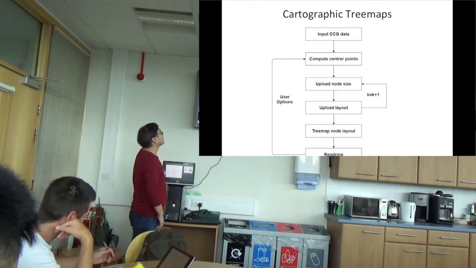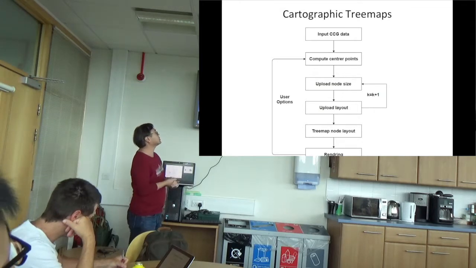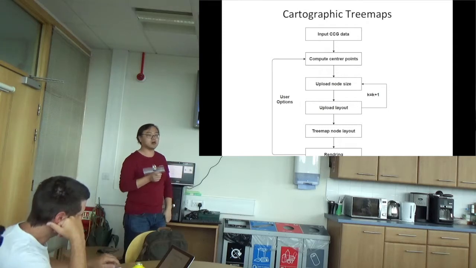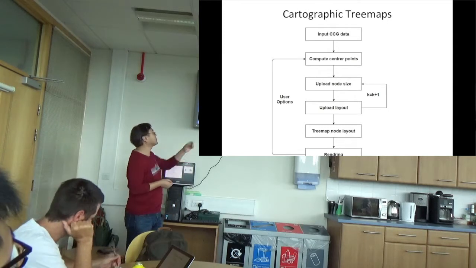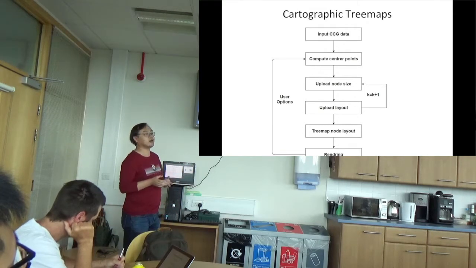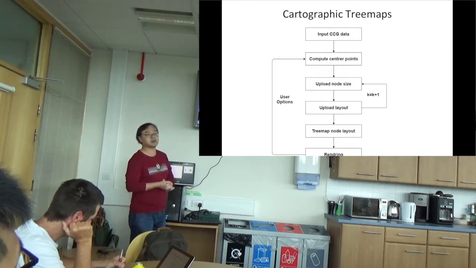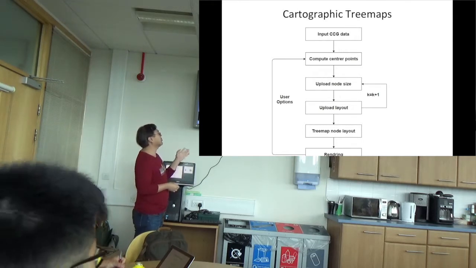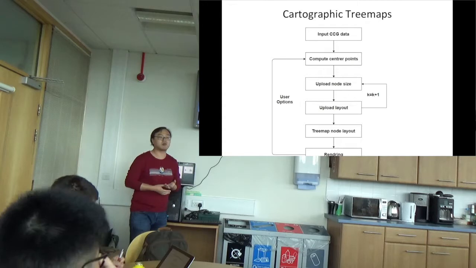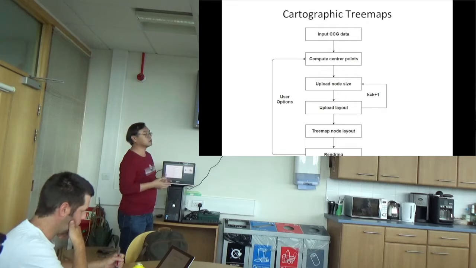Here is the flowchart for the whole project. First, we get the input data. Based on the original map, we compute the central points, and we increase the size of the central points several times. Each time, we run the fast node overlap removal algorithm to remove the overlap between regions. By running this loop several times, we get the final output for the cartogram. Then we implement the treemaps inside the CCG nodes and get the final output. We also provide several user options to enable the user to render the final output by their preference.